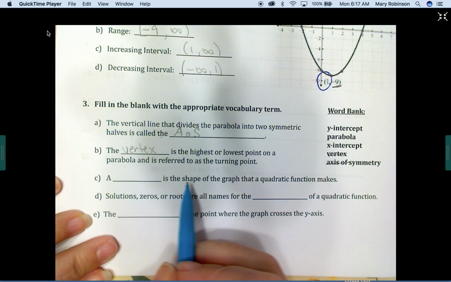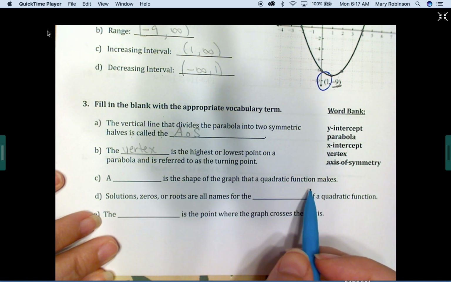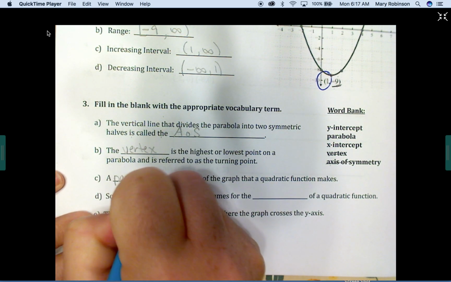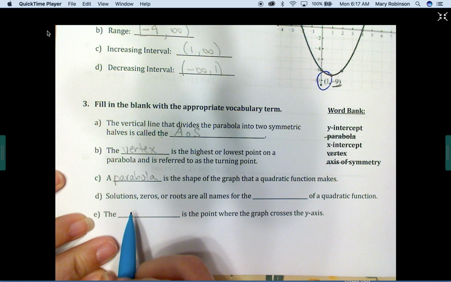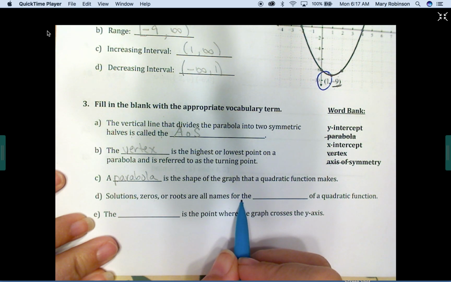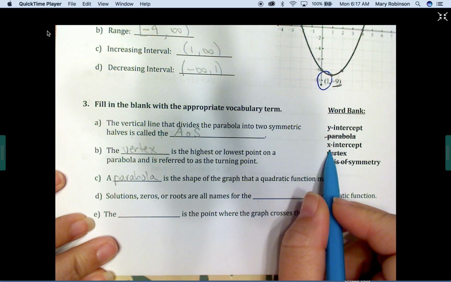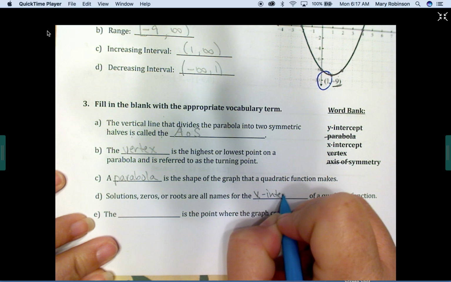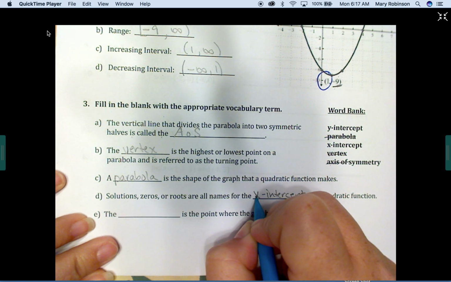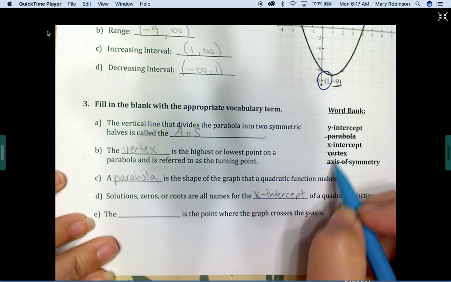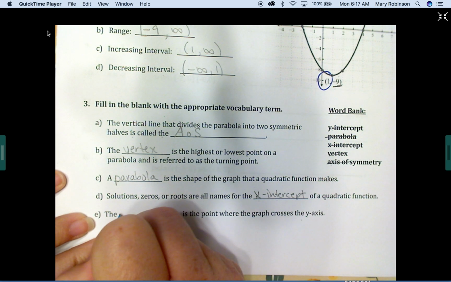A blank is the shape of the graph that a quadratic function makes. That shape is a parabola. Solutions, zeros, or roots are all names for the, if you think about the other word, the x-intercept of the graph, where it crosses the x-axis. And lastly, the blank is the point where the graph crosses the y-axis. That would be the y-intercept.